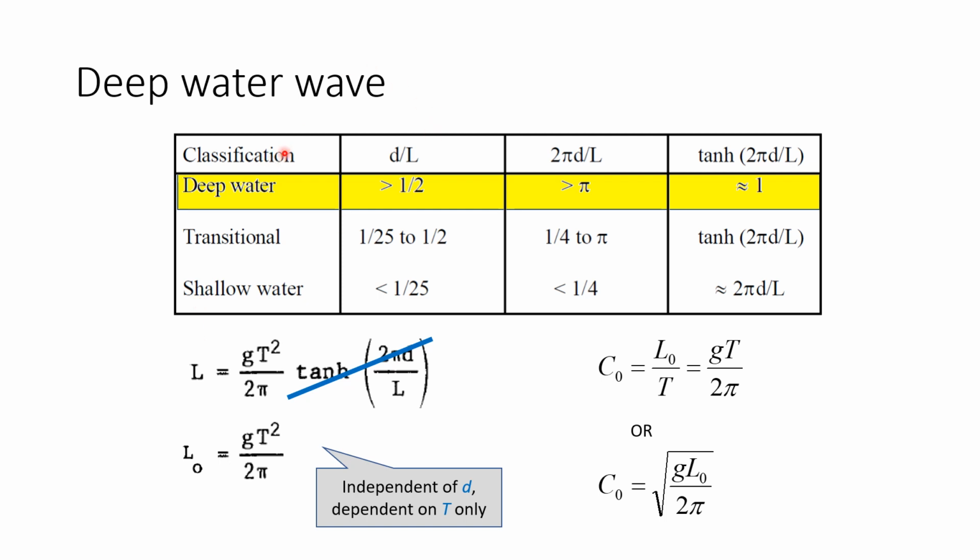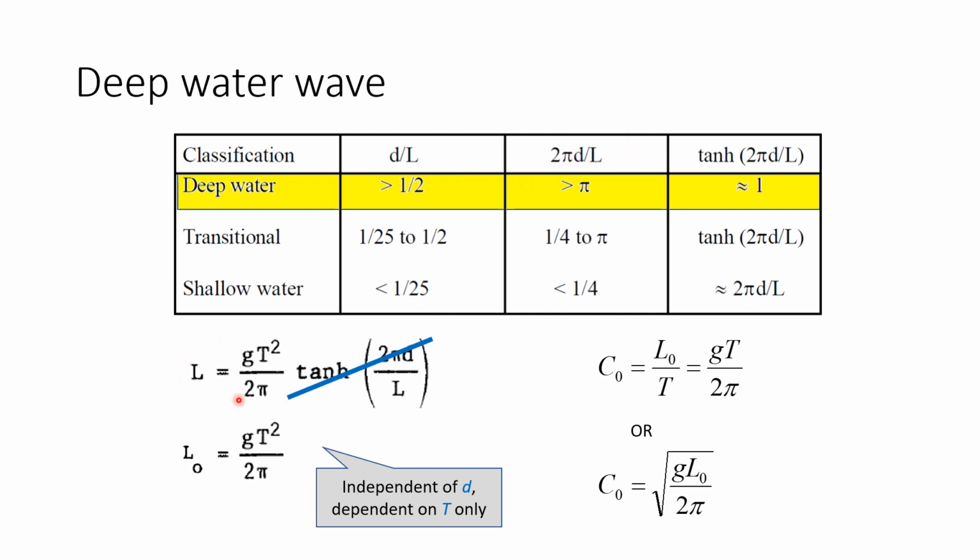Now, when d over L (DOL) changes, 2 pi DOL also changes. Basically, we are just multiplying 2 pi to DOL. If DOL is more than 1/2, 2 pi DOL will be more than pi. You can work this out. Whereas for shallow water, 2 pi DOL will be less than 1/4, and for transitional it is in between.